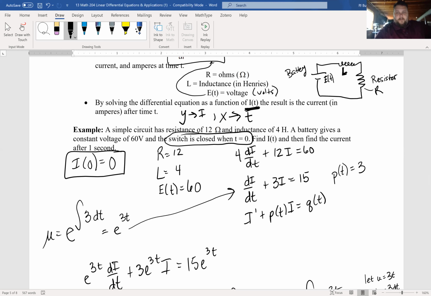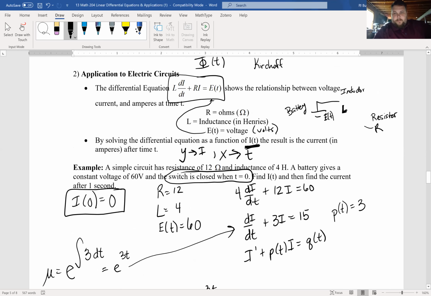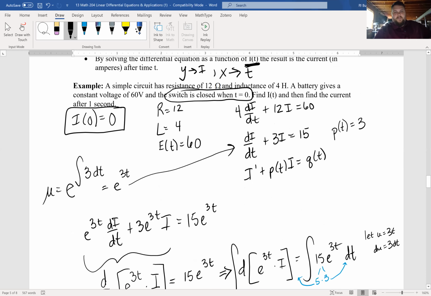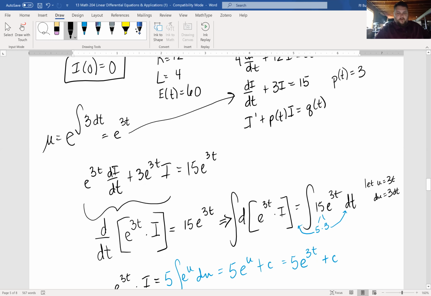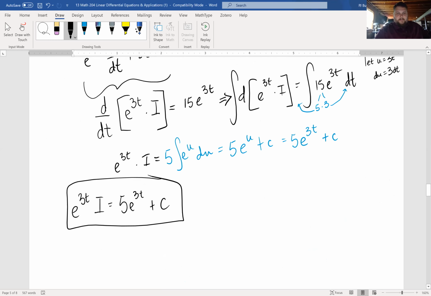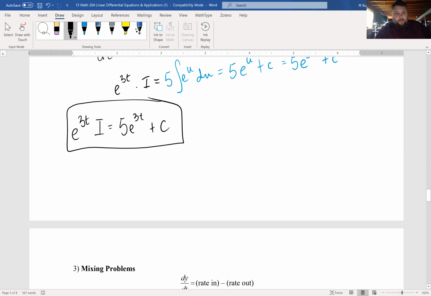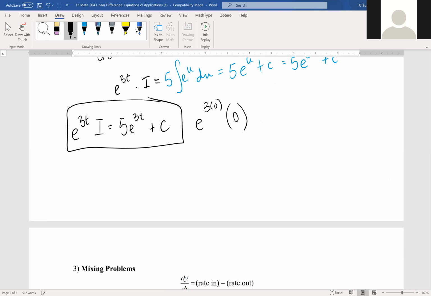Right, so they're saying that there's some switch here. If I drew it with a switch, that switch doesn't close until t equals 0. And therefore there's no current flow at that immediate time. So e to the 3 times 0 equals 0.